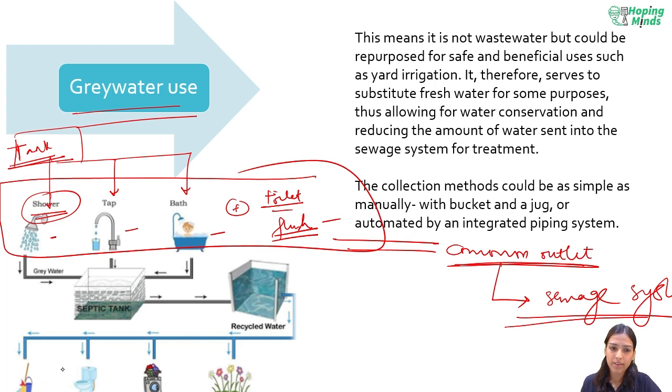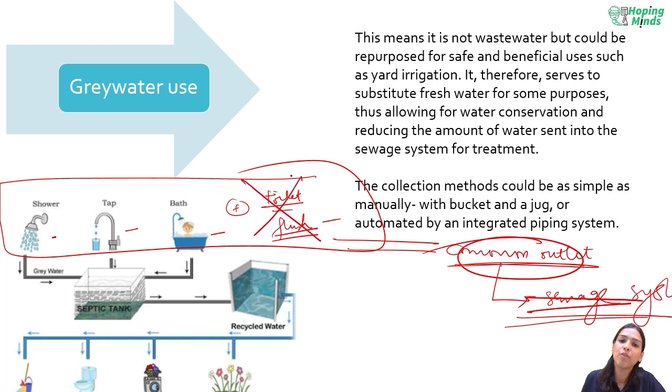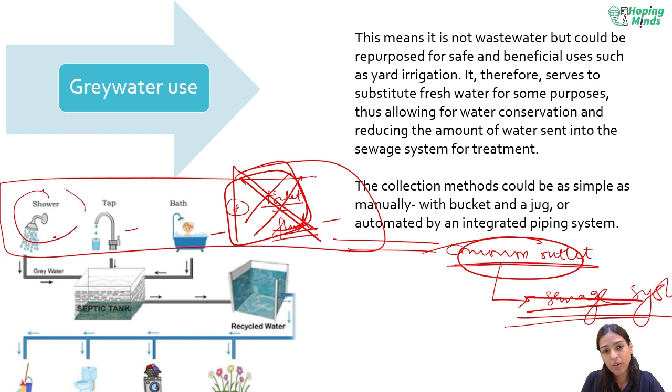Let's now understand what greywater use is. Greywater use is a little different from all that is happening commonly. It will not involve the toilet or flush water, but instead it will use the showered water. Now what is shower water? It's just water that has a little soap in it. It has a little dirt that has been removed from your body.